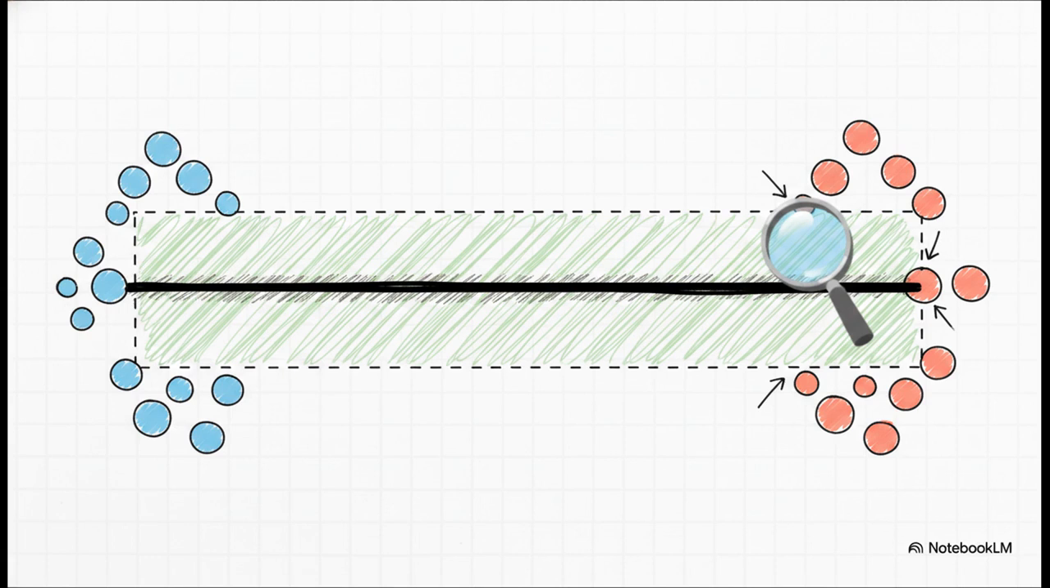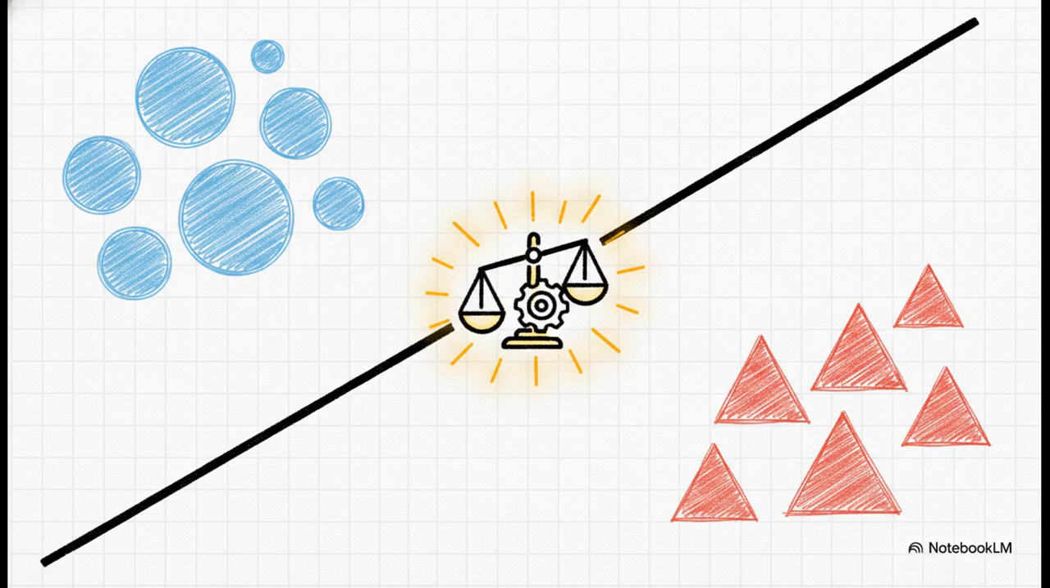The margin is essentially the distance between the closest examples of the 2 classes. So the SVM explicitly forces that decision boundary to sit as far away from both clusters of data points as possible. And here is the absolute game changer.